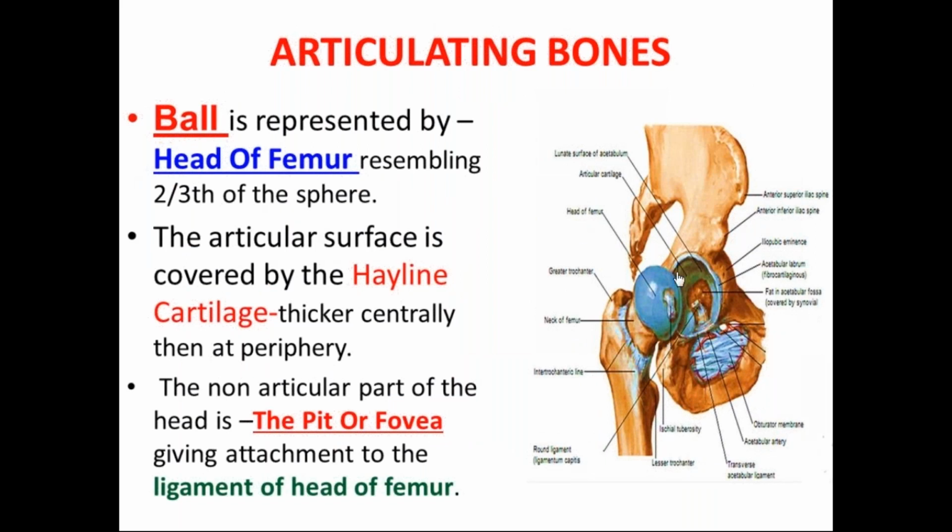The articular surface of the head is covered by the hyaline cartilage, which is thicker in the central portion and thin at the periphery. The non-articular part of the head is known as fovea capitis or the pit, which is giving attachment to the ligament of head of femur.